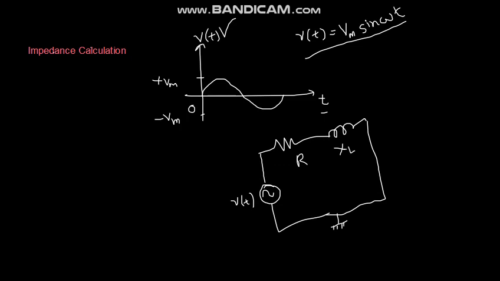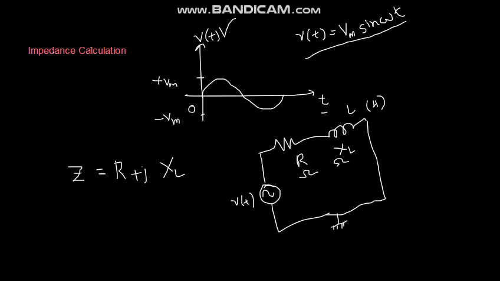and the reactance of L is XL, and the unit of L will be the Henry, and the unit of XL, the reactance of inductance, will be ohms, and the resistance will be also ohms. And if we want to find out the Z, the impedance of this RL circuit, we will get R plus jXL.